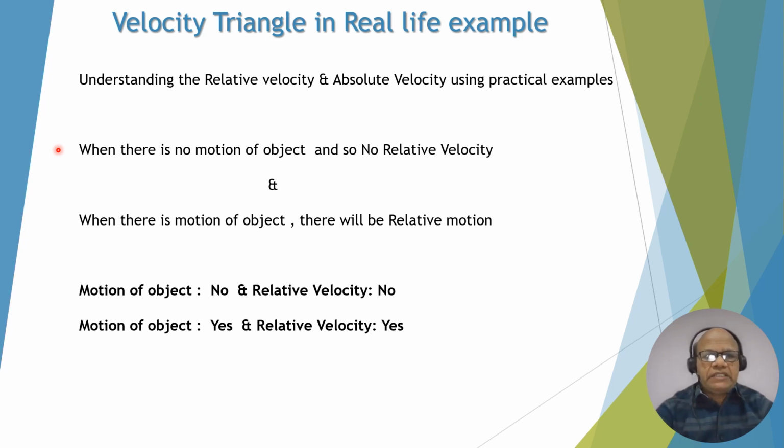So the thumb rule is that if the motion of the object is no, that means there is no motion of the object, relative velocity is not possible. And if the motion of the object is yes, meaning there is a motion of the object, then you will see the relative velocity. So to have relative velocity, the motion of the object is a must.